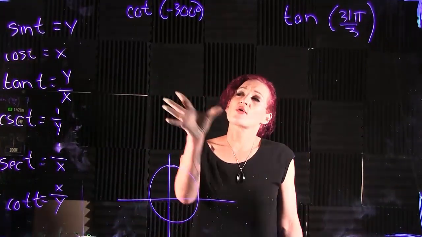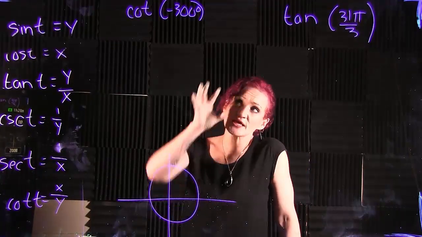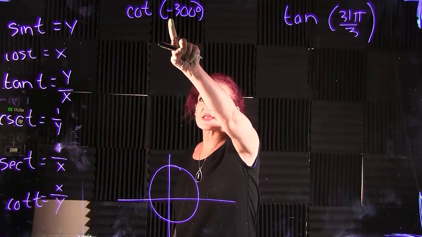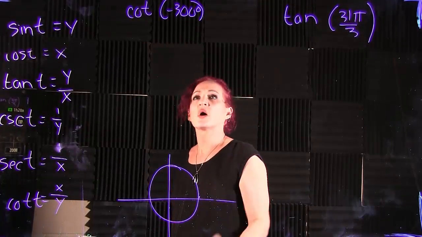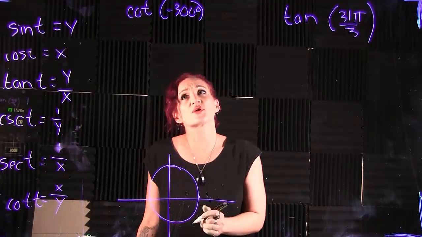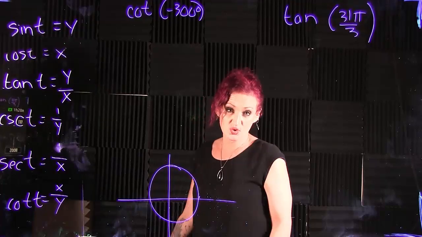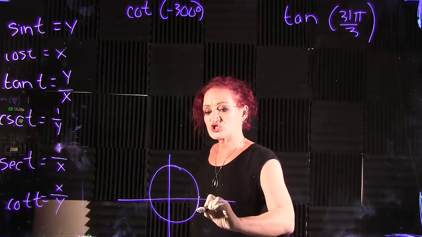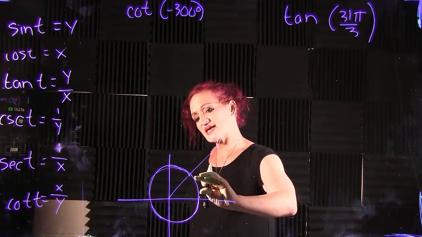In order to do cotangent of negative 300, we need to take a look at what angle we're actually looking at here. Keep in mind that it's negative, so we're going to be starting here and going clockwise. If we go clockwise 300 degrees, keep in mind a full rotation is 360, so we're going all the way around here and only having 60 degrees left.